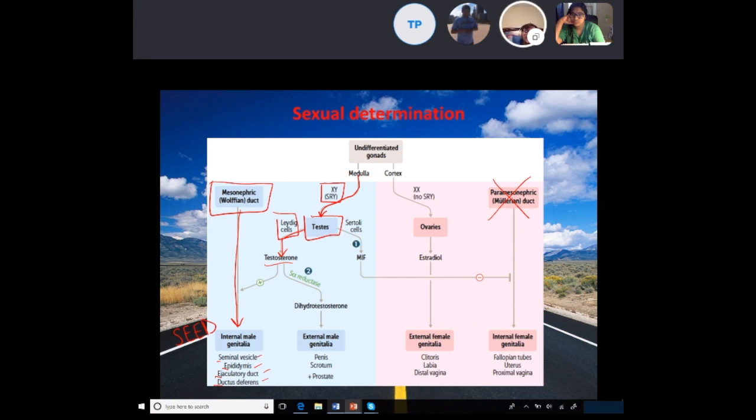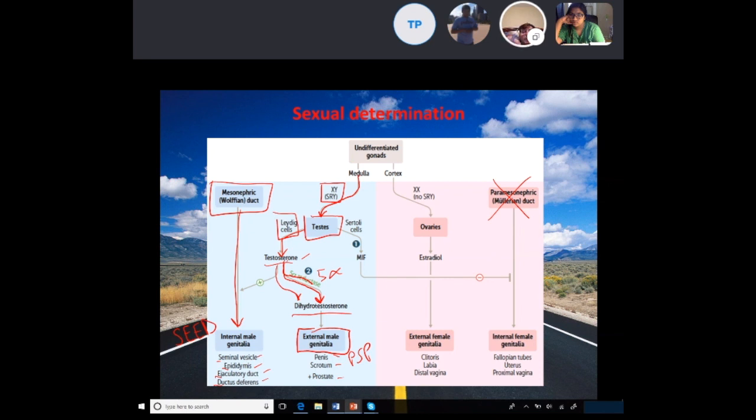Now, testosterone's second job is this second pathway here. It's going to interact with 5-alpha reductase. 5-alpha reductase turns testosterone into its super potent cousin, dihydrotestosterone. Now, DHT's job is to make the external male genitalia, and remember the mnemonic PSP for penis, scrotum, prostate. Penis, scrotum, prostate.